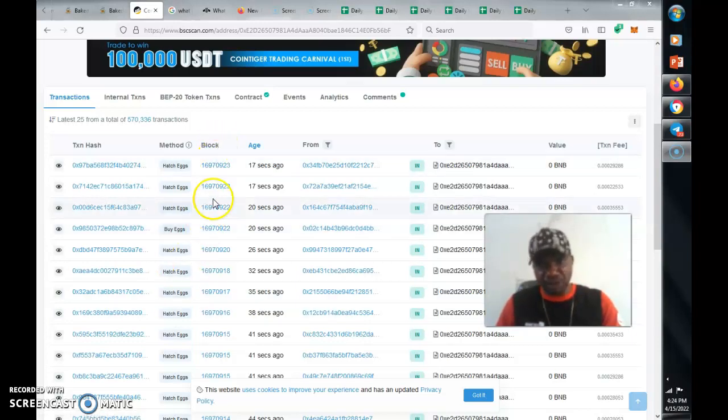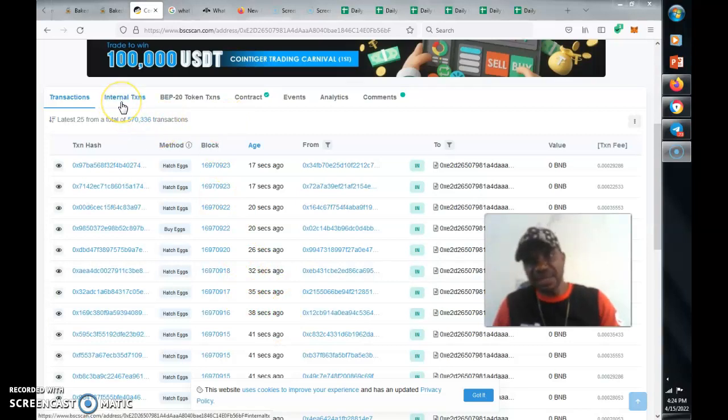And these are the blocks. These are the times, and you can check where the account is coming from and where it went into. And here is the internal transaction. You can click here and check all the internal transactions and the BEP20 token transactions on the BSC scan. That is the Binance Smart Chain, the network it uses. Then the contract. Here is the contract.